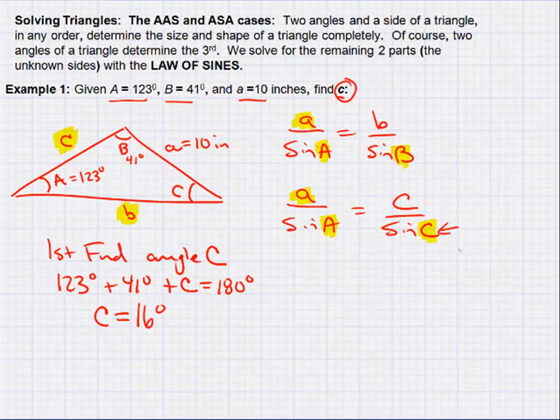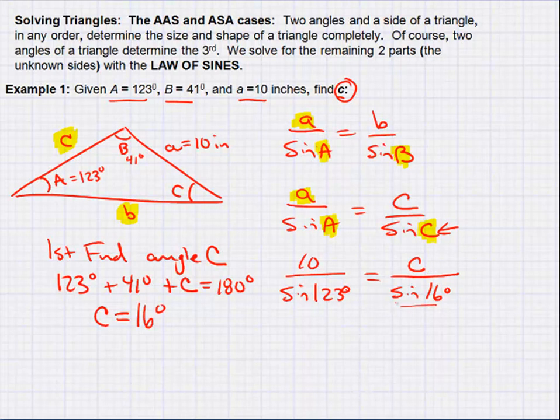Well, if we know angle C is 16 degrees, now we know our third part. And we can use this proportion to help us find side C. So what we get is that angle A is 123, so this is the sine of 123. And angle C is 16, so this is the sine of 16. Side A is 10 inches, and we don't know side C. So now it's just an equation where I have to solve for this variable C.